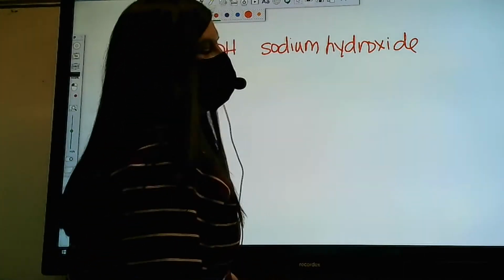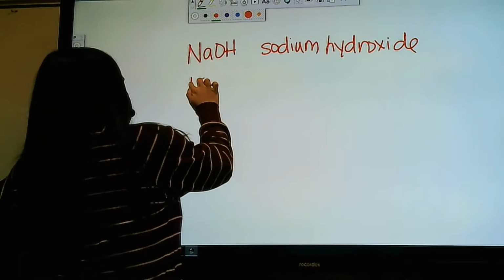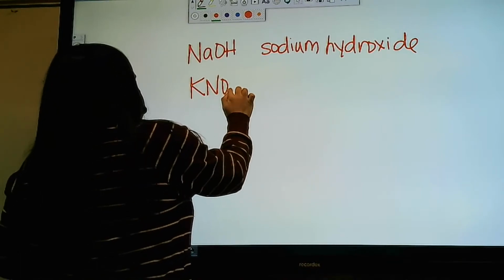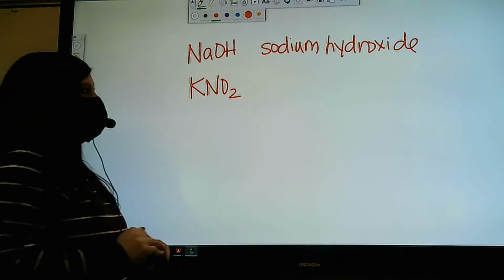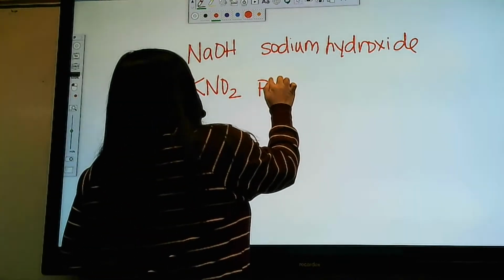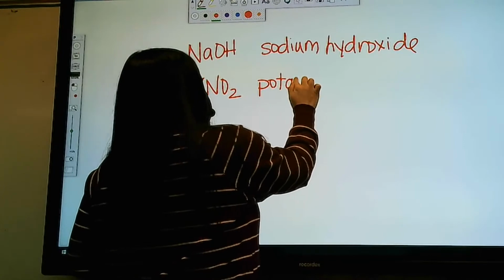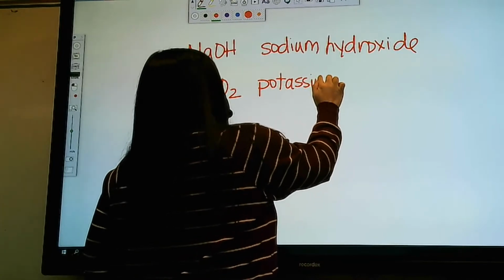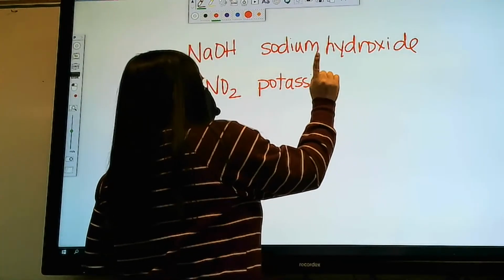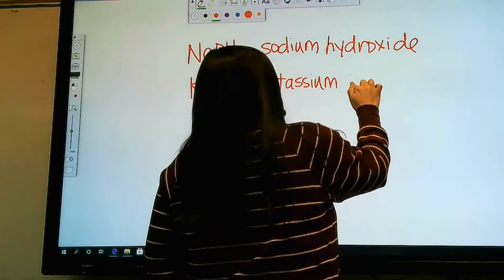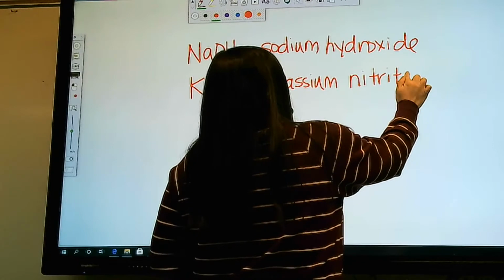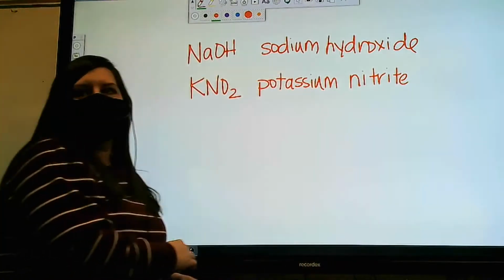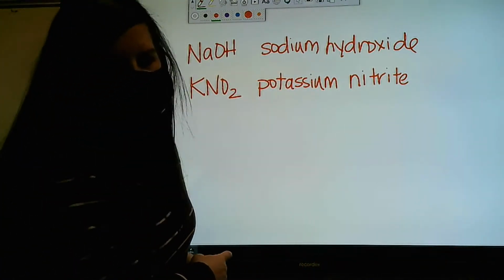All right, we have KNO2. Okay, so for this first one, it is potassium. And then we look up NO2 to see that it is nitrite. Good, yes. That one is nitrite with an I. Again, don't change that ending, just leave it as is.